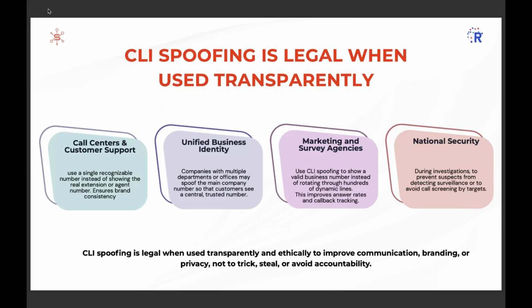Marketing and survey agencies use CLI spoofing too. So instead of showing constantly changing numbers, they display one business line that people can recognize and call back if needed. It improves response rates and helps with tracking. And beyond commercial uses, there are important cases in law enforcement and national security. Investigators, for instance, might need to use spoofed numbers during sensitive operations to avoid tipping off a suspect or to make sure a call isn't ignored.